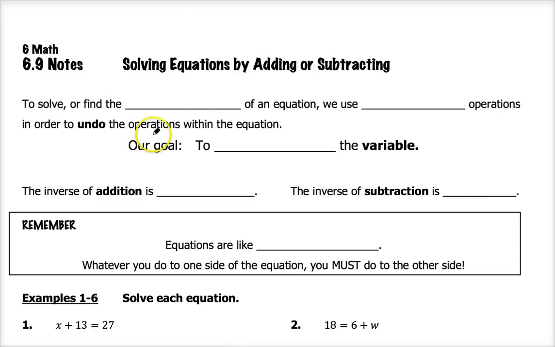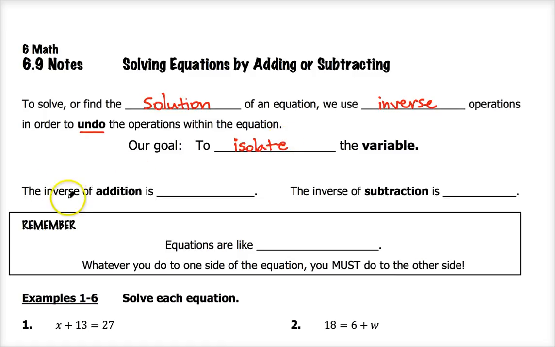So in order to solve, or again find the solution of an equation, the solution being the answer, we use what are called inverse operations. And inverse operations undo the operations within the equation. Your goal when you're solving any kind of equation is always to isolate the variable. And for those of you who don't know what isolate means, it means get the variable by itself on either the left or the right side of the equation.